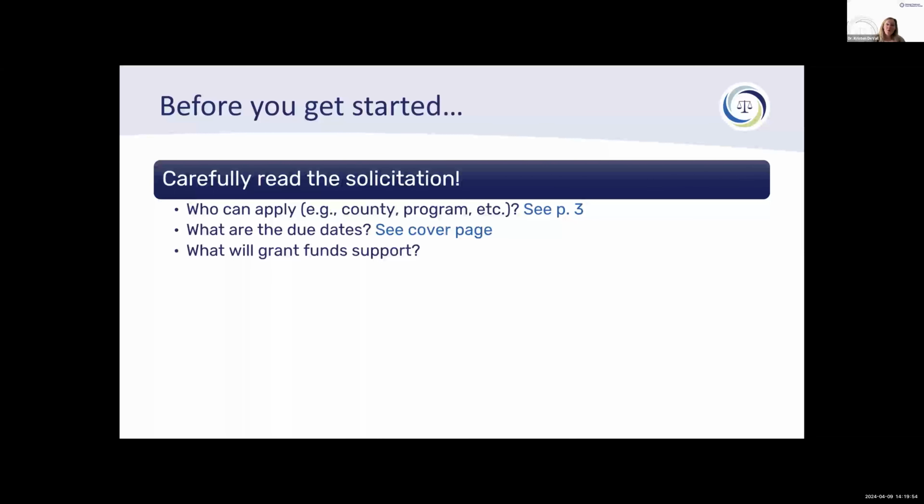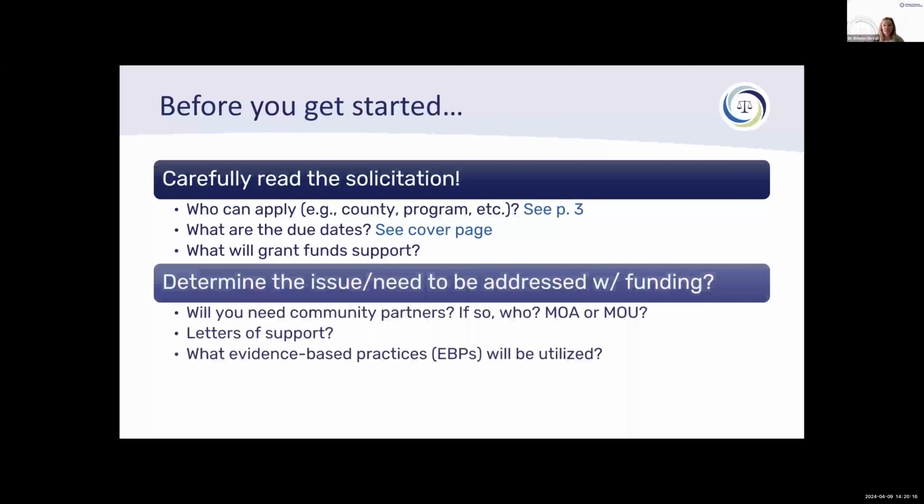And then finally, what will the grant funds support? Within the body of the solicitation, it will talk about what are allowable costs and what are unallowable costs. So make sure that you are clear on that, and that in your budget and your budget narrative you don't have anything that is not allowable, so you give the reviewer nothing to subtract scoring points from your application.